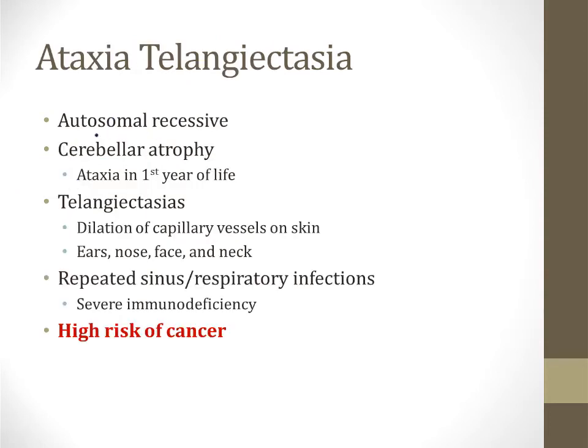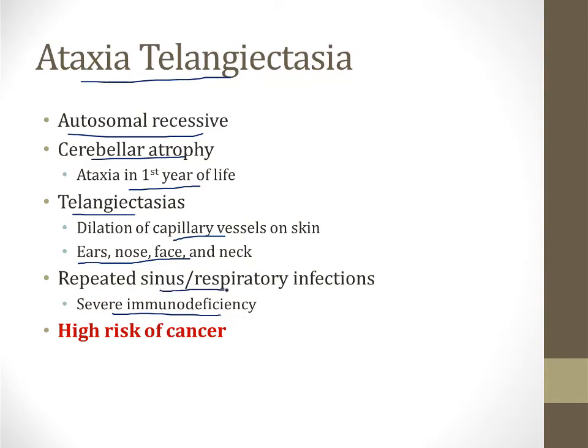So ataxia telangiectasia is autosomal recessive, and children born with this condition have cerebellar atrophy beginning in the first year of life that is progressive. In addition, they often have telangiectasias, which are skin lesions that result from dilation of capillary vessels on the skin. They're typically found on the ear, nose, face, and neck. That's why the disorder is called ataxia telangiectasia. In addition, these children are immunodeficient, and for that reason they have repeated sinus and respiratory infections. And then finally, as we'll discuss in a minute, these children have DNA damage, and as a result there's a high risk of cancer over their lifetimes.